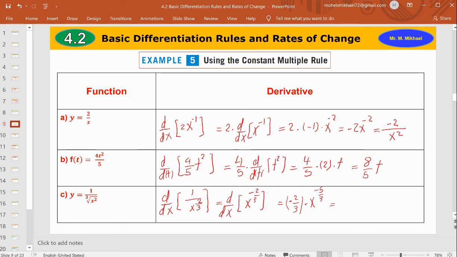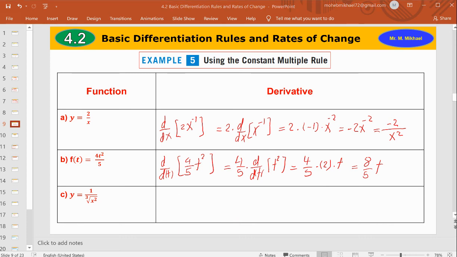Now we need to simplify this. We need to put it in the simplest form and get this negative exponent down. So I'm going to leave negative 2 on the top and put 3 times x to the power 5 over 3. That's going to be the simplest form.